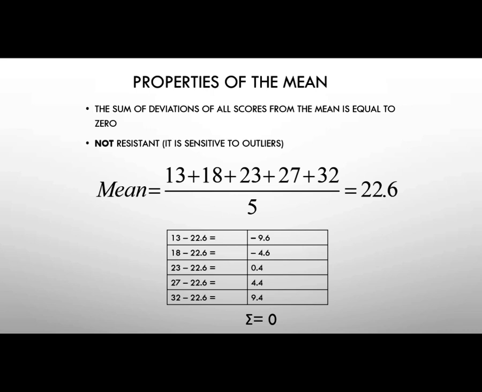But there's one thing that I want you to notice. The sum of deviations, this first bullet point, the sum of deviations of all scores from the mean is equal to 0. So if you look, I take the score 13 and I subtract the mean, and I get negative 9.6. I take 18, the individual score, and subtract the mean, and I get negative 4.6, and so forth. If I add those scores up, I get 0. Why do we care? This becomes important because you can't divide by 0.